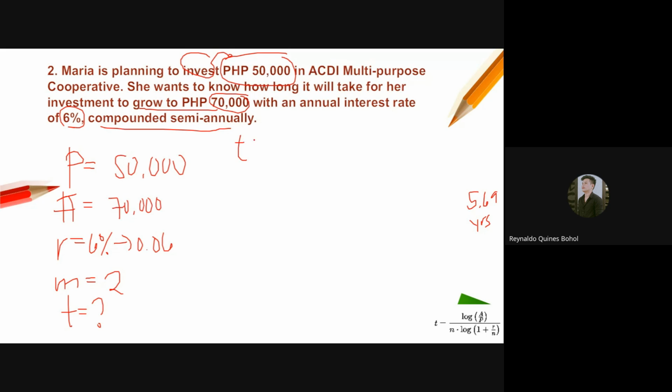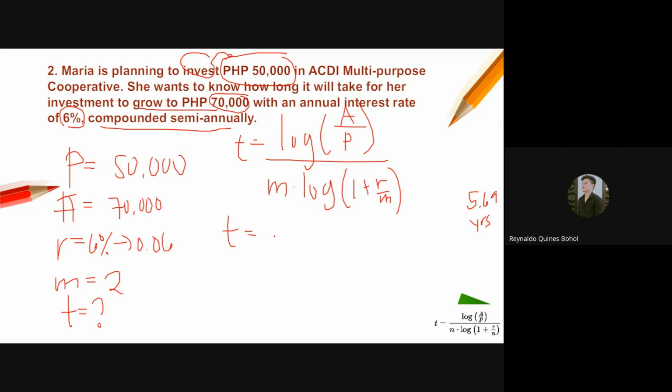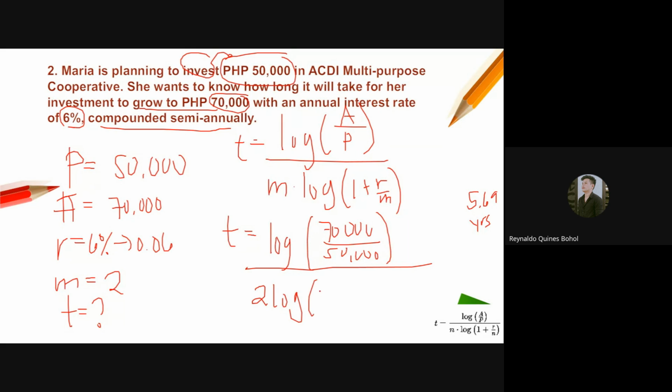And the formula for time is the logarithm of the final amount all over the principal, with a denominator of M times the logarithm of 1 plus R all over M. Using your calculator, please input the numbers and give me the final answer. I'm going to write the solution first. So 70,000 all over 50,000 for our numerator, and let's move on to the denominator: M times log of 1 plus the rate 0.06 all over M, which is 2. So what is the time, guys? Ah, there it is: 5.69 years.